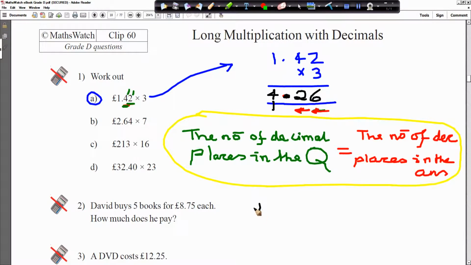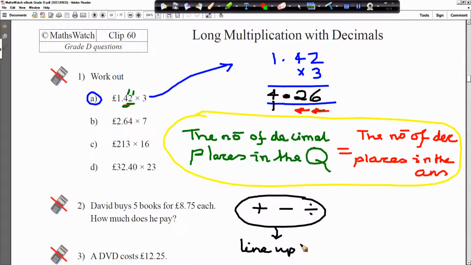So for addition, subtraction, and division, for these 3, when we're doing decimals, we line up the decimal points, from the question to the answer.